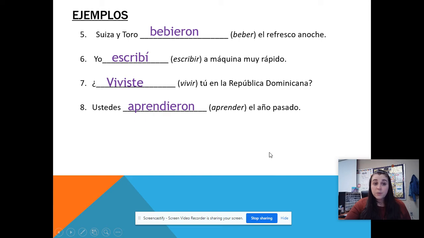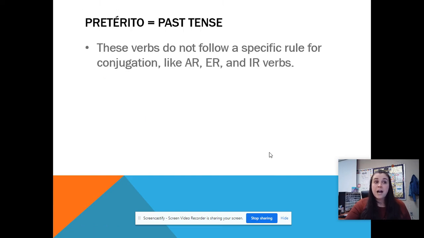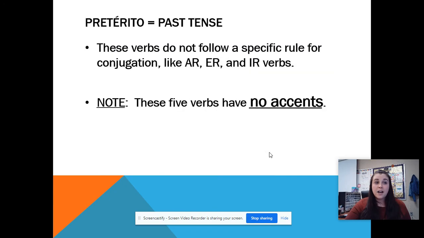Now, those are our regular preterites, our regular ER and IR verbs. We're also going to talk about 5 irregular verbs that do not follow those specific rules. They look similar, they have some similar patterns to them, but they are different. So those are the verbs ir, ser, ver, dar, and hacer. And you'll notice with these 5 verbs that they have no accents. That's one of the things that makes them irregular.